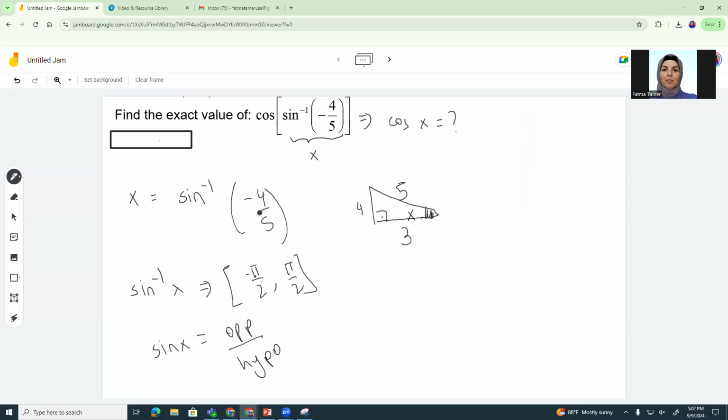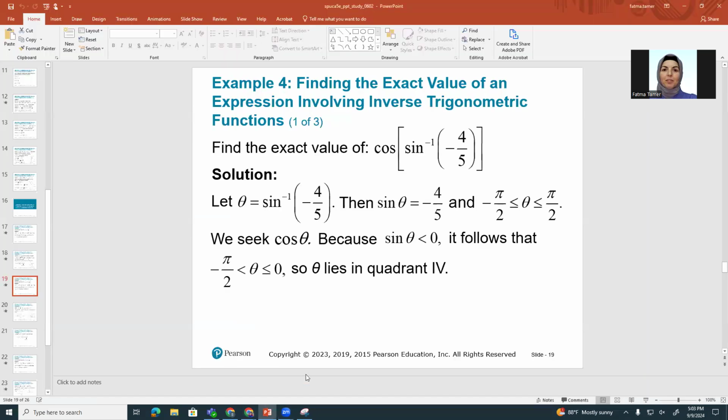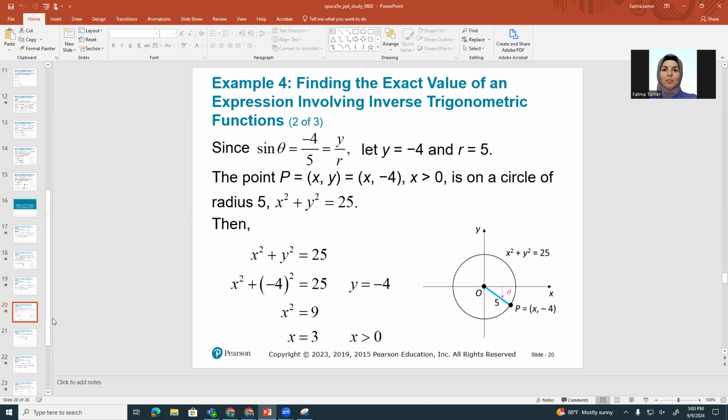Now, if this was a positive value, it would be very obvious that cosine is adjacent over hypotenuse. So cosine of x, if it was an acute angle, the answer would be 3/5. However, because the sine value is negative, the answer must be 90 plus x. So whatever the acute angle, it's going to be 90 more than this. So the cosine is going to be in the second quadrant. So I'm trying to find the cosine value of a second quadrant angle. Therefore, we're just going to make it negative 3/5 here because of the domain of the arcsine.